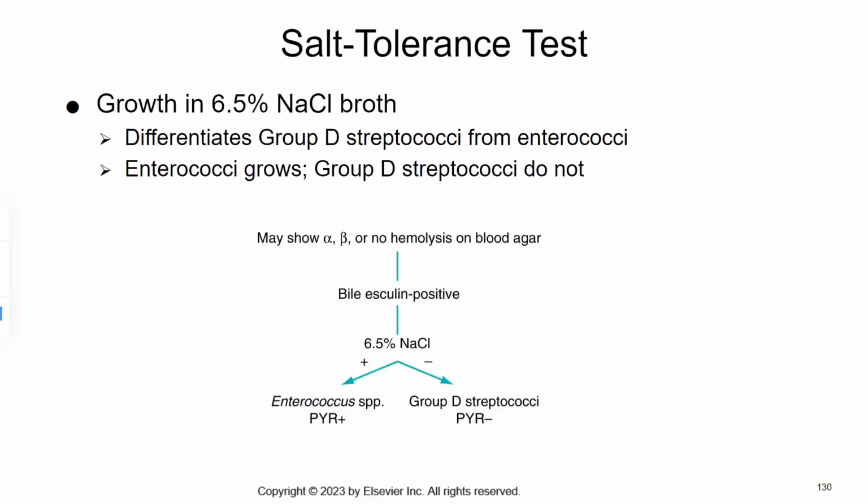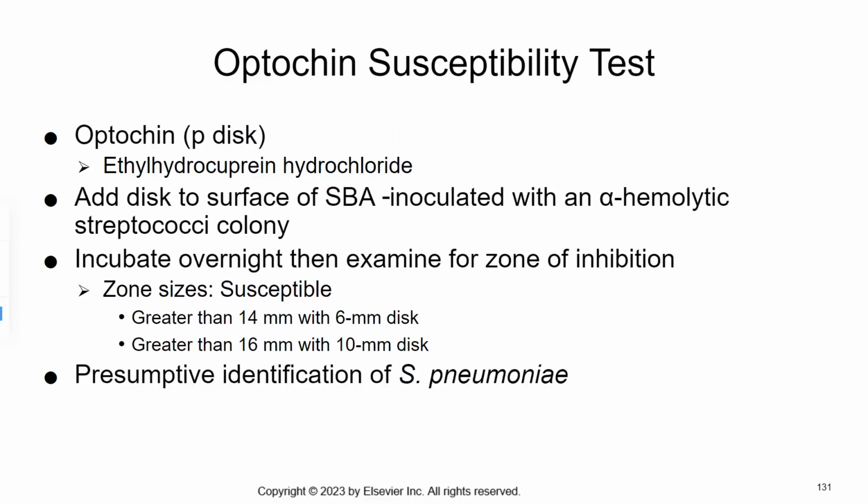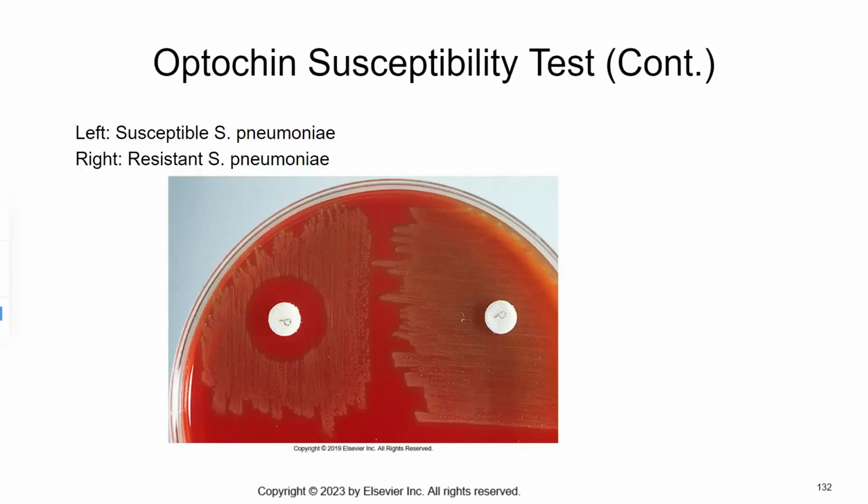The salt tolerance test, whether or not it can grow in 6.5% sodium chloride, differentiates the group D from the Enterococci. So Enterococci can grow in it, group D does not. Optochin susceptibility, so this is the P disc. You add the disc to the surface of the SBA plate, incubate it, and then you can presumptively identify S. pneumo. So here you can see susceptible S. pneumo. Here's resistant.